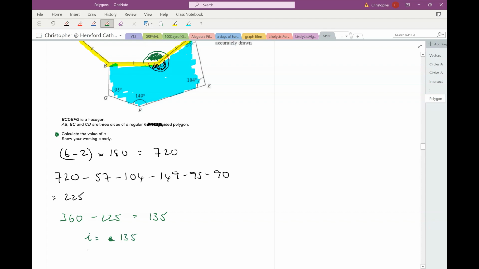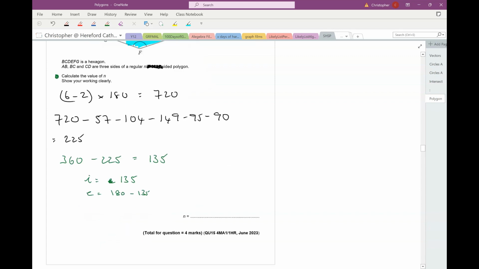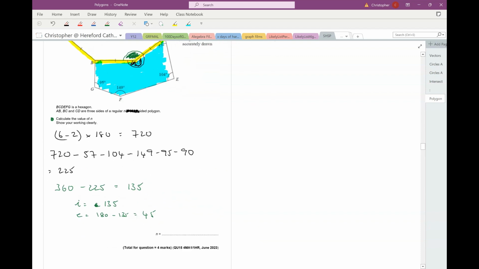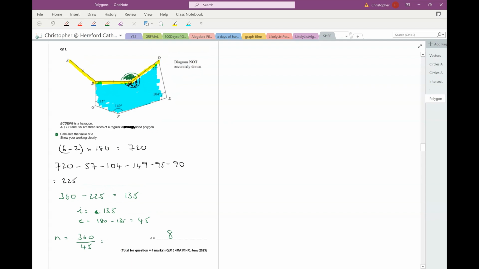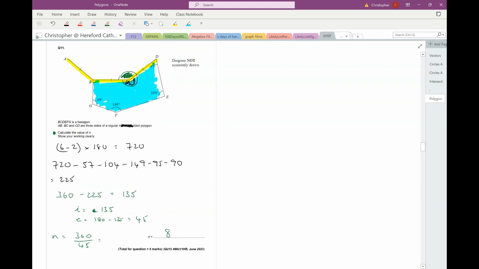So the exterior angle is going to be 180 minus 135. Okay, so the exterior angle is 45. So now I know the exterior angle of that shape. I can find the number of sides by doing 360 divided by the exterior angle. Let's have a look. 360 divided by 45. It's got 8 sides. It must be an octagon. And the answer is that n is 8. And that's question 11 done.